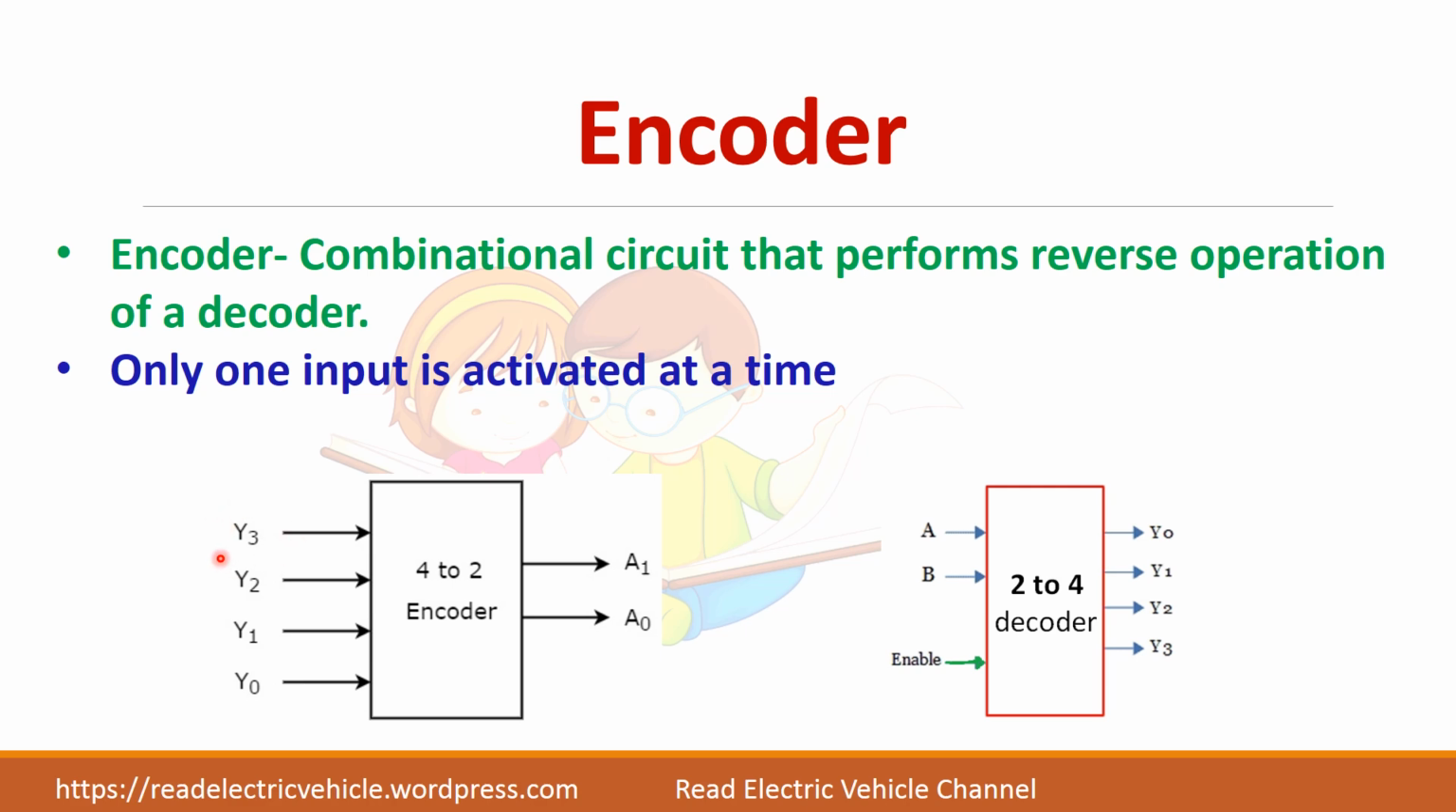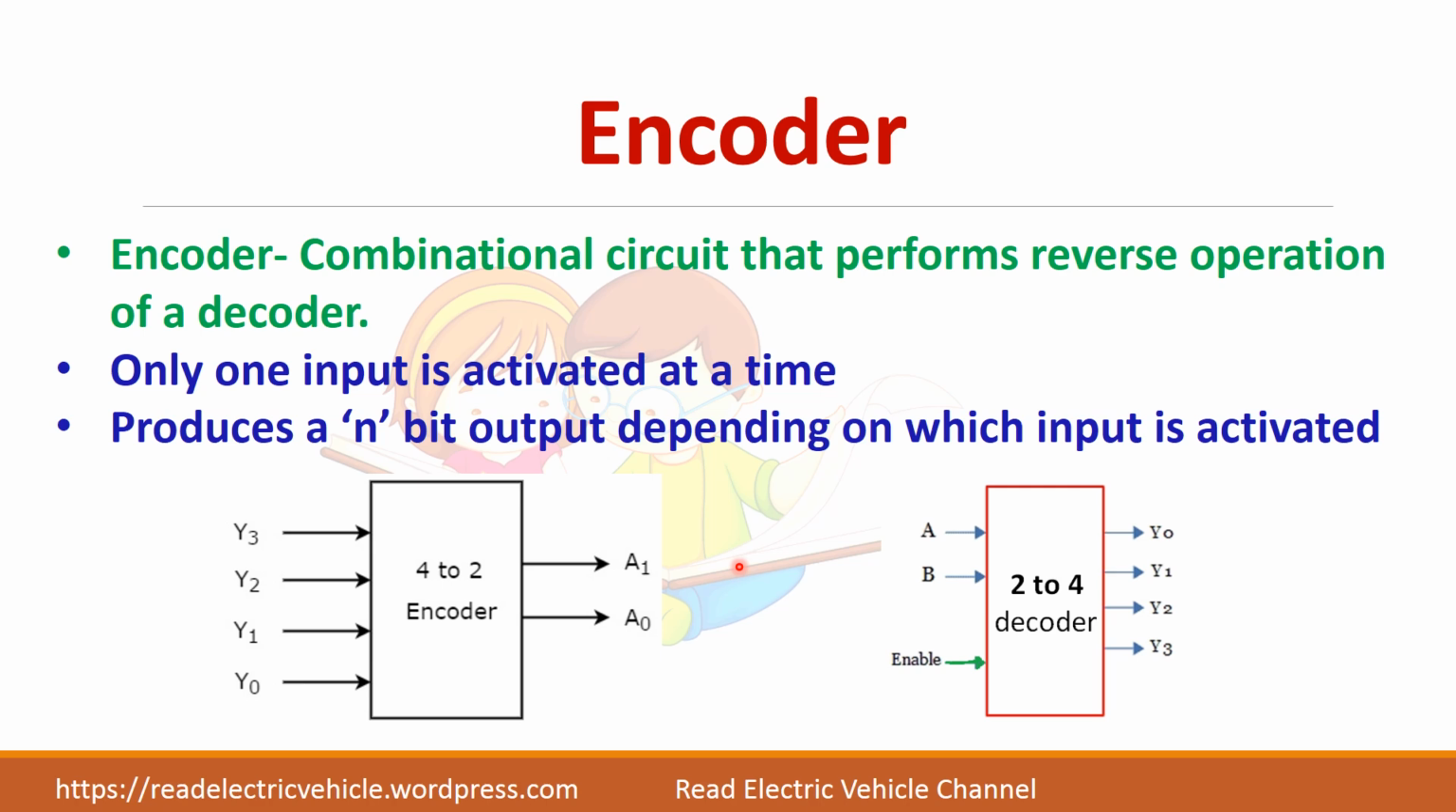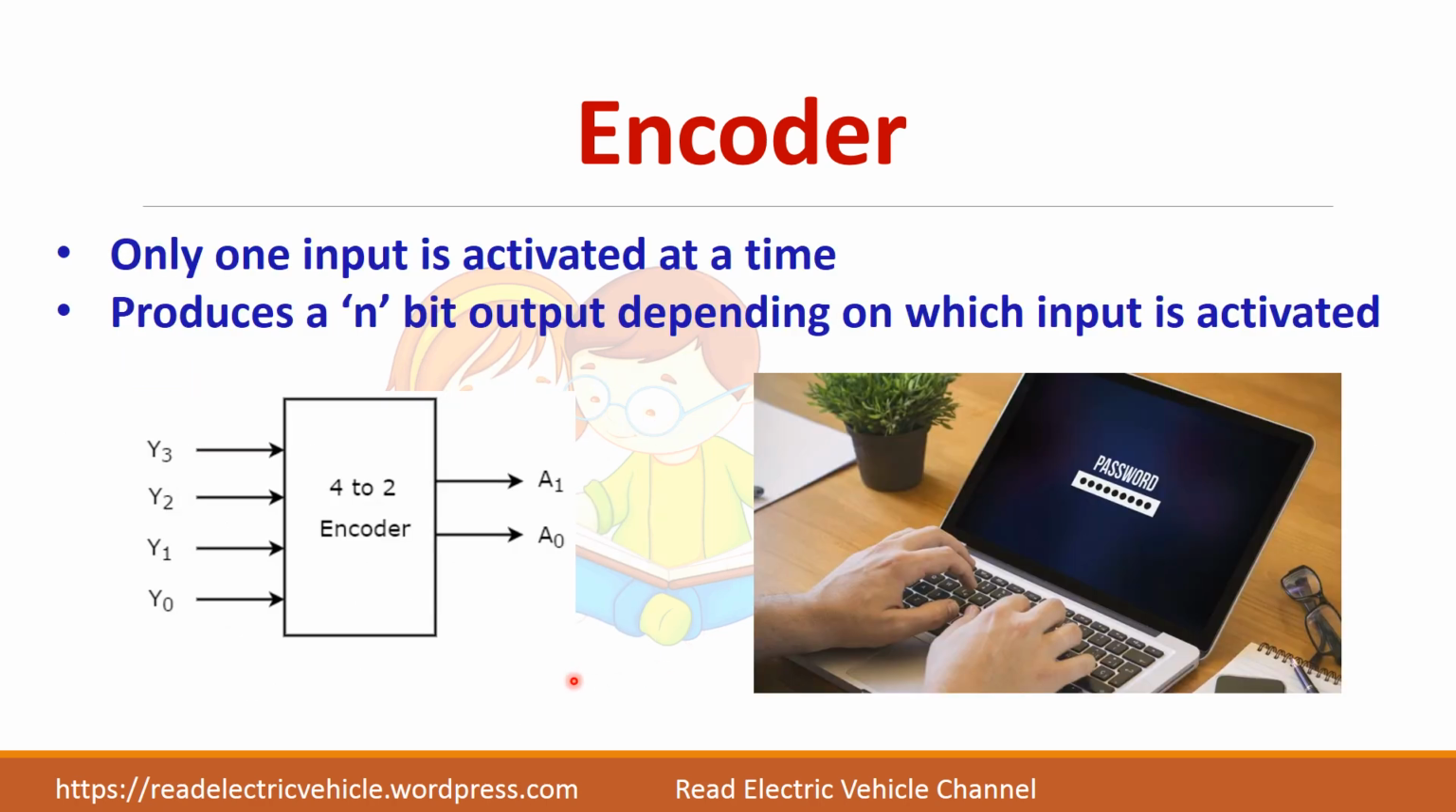So if Y3 is active, a corresponding code will be generated here. The best example is your system password. If I type the letter K, for example, I am taking any one letter, a corresponding code will be generated in the system. So this is the encoder.